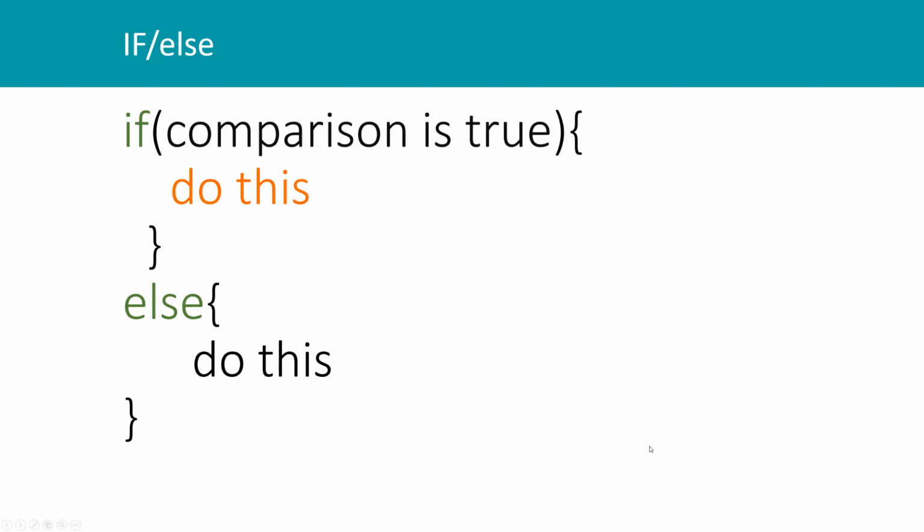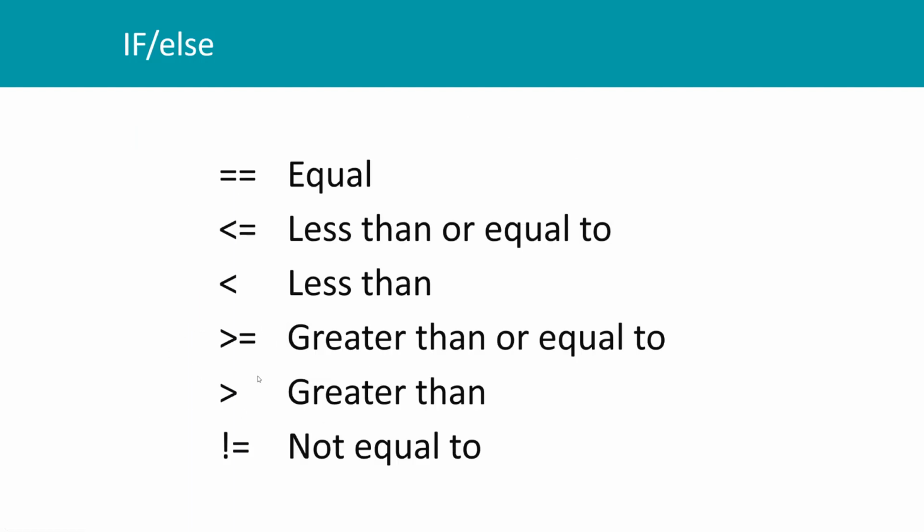So if we look at the code here, we can see if this comparison is true, do this, otherwise, or in Arduino speak, else, do this thing. So the way we make comparisons in Arduino is to use the same math symbols as we use in math. So there's equal to right here. Notice that there's two equal signs to represent equal to. If you only use one equal sign, you're telling the Arduino that something is equal to something. If you use two equal signs, you're asking the Arduino, does this equal this?